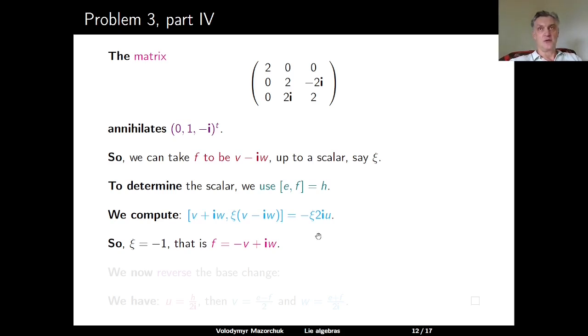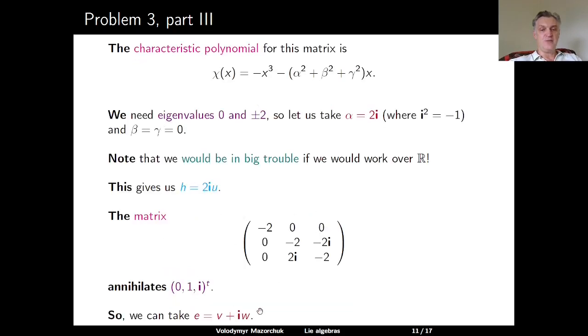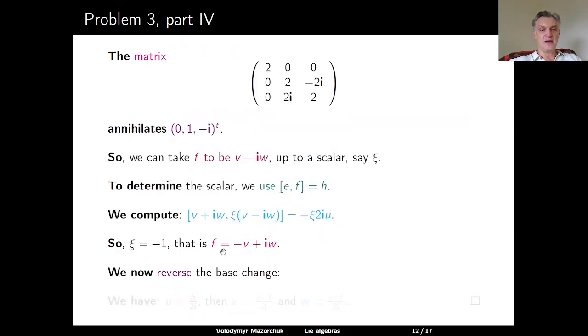So we want now to have the base change in the opposite direction. We want to express U, V, and W via E, F, and H. This is very easy to do. Since H was 2 imaginary units times U, U is H divided by 2i. Since our element E was V plus iW and our element F was minus V plus iW, we can express V as (E minus F) divided by 2, and finally W is (E plus F) divided by 2i. And this completes problem 3.